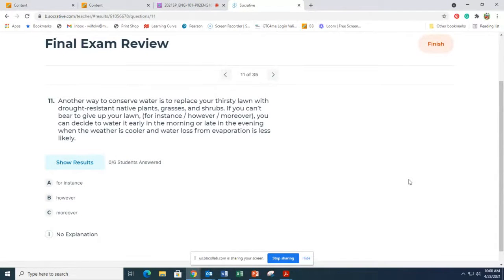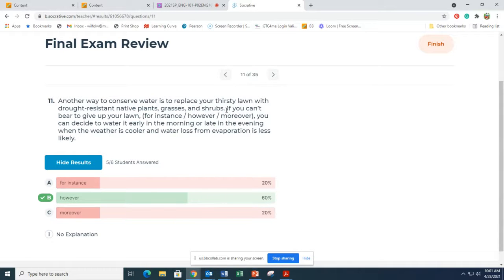Another way to conserve water is to replace your thirsty lawn with drought-resistant native plants, grasses, and shrubs. If you can't bear to give up your lawn, blank, you can decide to water it early in the morning or late in the evening when it's cooler, less water loss. All right. Yeah, so however would make the most sense, because it's saying, all right, this is the best thing you can do, but if you can't do that, however, you can do this instead. So for instance, would suggest that you're going to give an example of this thing that was just talked about, which is you're not doing. This is just saying, in addition to the things that are already been discussed, but this is saying, if you can't do this thing, however, you can do this.